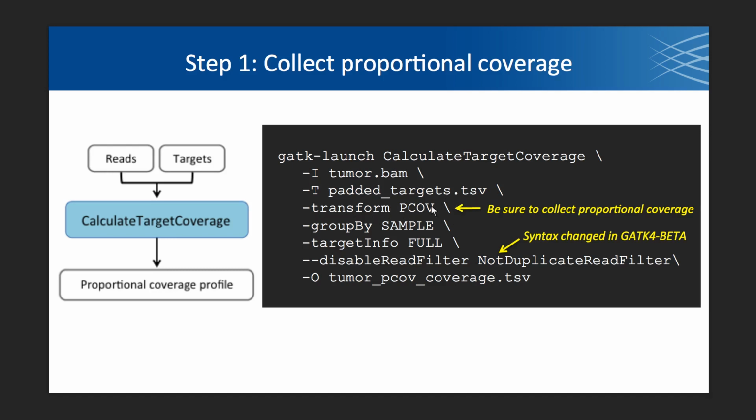You want to make sure, too, that you collect proportional coverage, because this tool defaults to raw coverage. So you have to specify proportional coverage here. And third, you want to disable the duplicate read filter, because we want to include duplicate reads in this analysis. Because in our hands, empirically, this has given us better results. So after this, if you want to do GC bias correction, you would do it right after this step.